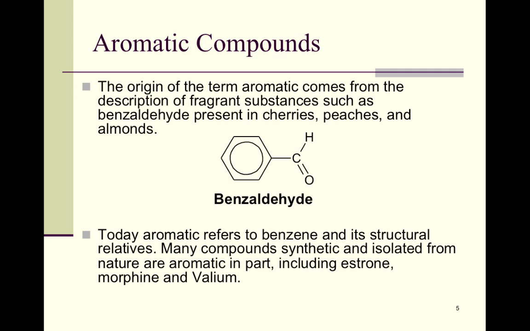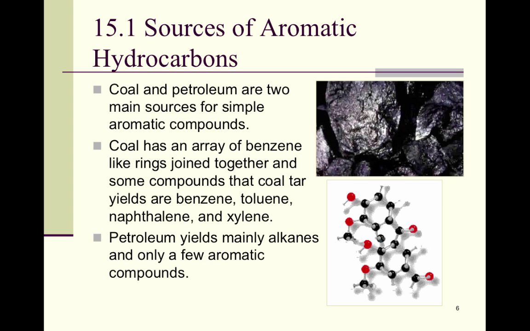Today, aromatic refers to benzene and its structural relatives. Many compounds, synthetic and isolated from nature, are aromatic in part and include estrone, morphine, and Valium. Sources of aromatic hydrocarbons come from coal and petroleum. They're the two main sources for simple aromatic compounds.